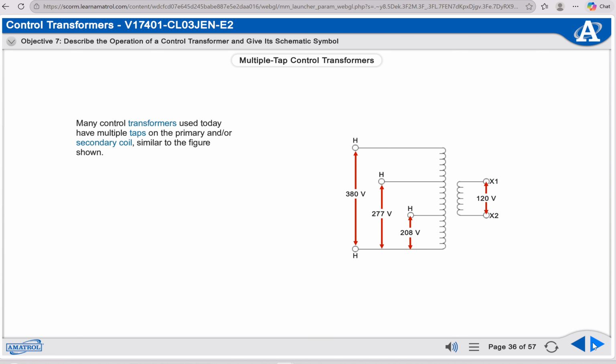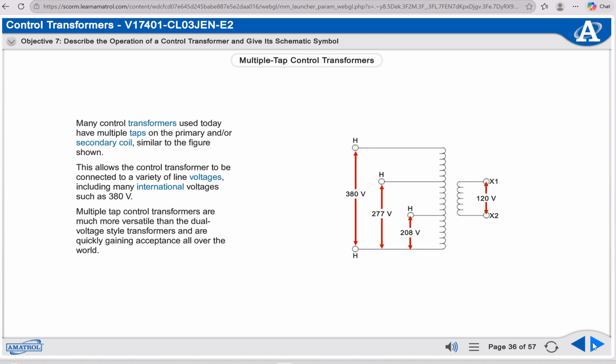Many control transformers used today have multiple taps on the primary and/or secondary coil, similar to the figure shown. This allows the control transformer to be connected to a variety of line voltages, including many international voltages such as 380 volts. Multiple tap control transformers are much more versatile than the dual voltage style transformers and are quickly gaining acceptance all over the world.